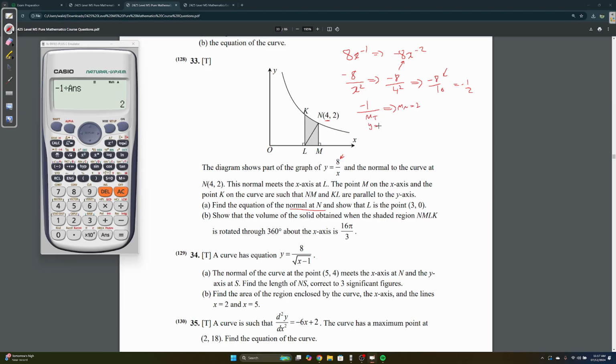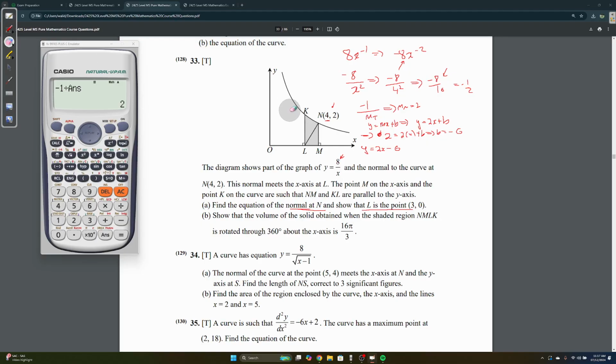Now we can easily do y equals mx plus b and find the equation of the normal. So y is equal to 2x plus b. Substitute the point 4, 2. So it's going to be 2 is equal to 2 times 4 plus b. So b is equal to minus 6. So the equation of the normal is y equals 2x minus 6. Very easy.